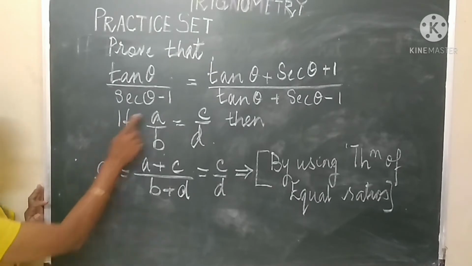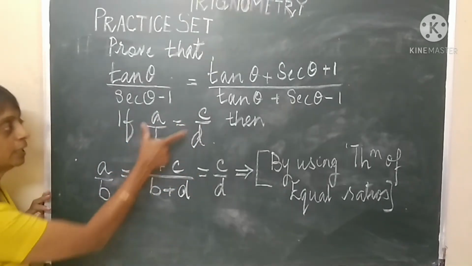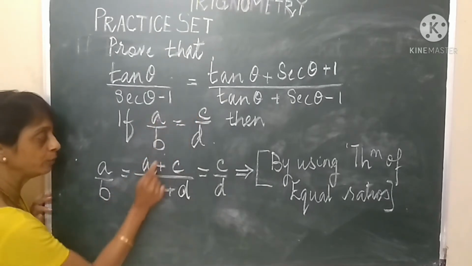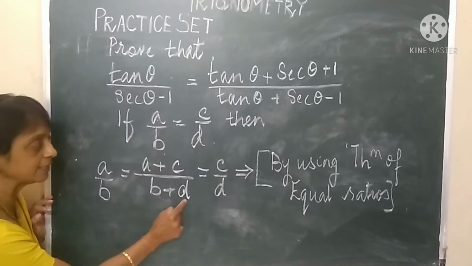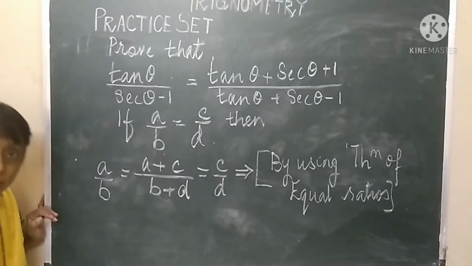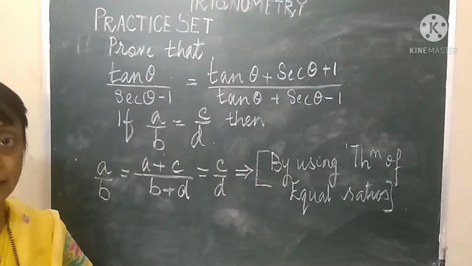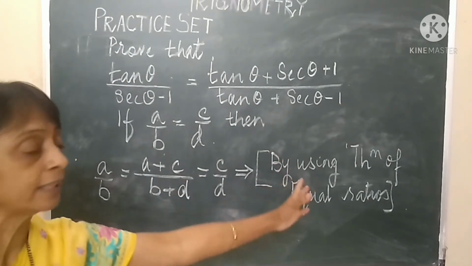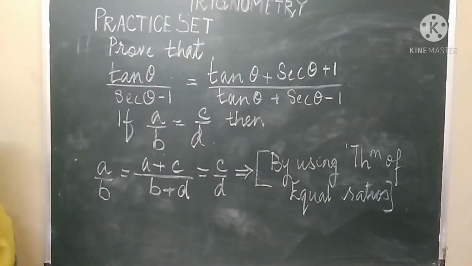Thus, if A upon B is equal to C upon D, then A upon B is also equal to the sum of the numerators A plus C upon the sum of the denominators B plus D, which is also equal to the other ratios given in that respective problem. Same technique, the same basic theorem of equal ratios will be applied for this problem. Now, how do we do this?